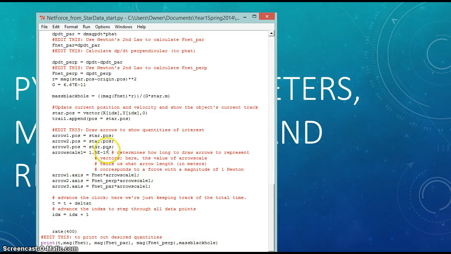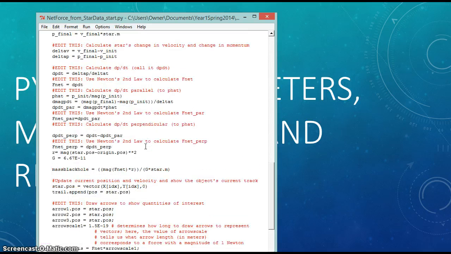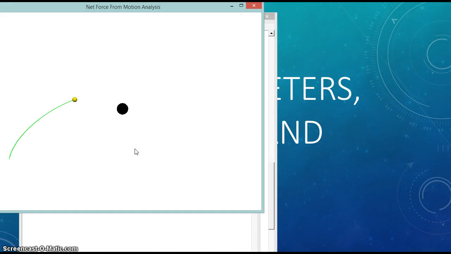The arrow scale was closest and best visualized at 1.5 e to the negative 19. We were able to see that, for the most part, the gravitational force was pointing towards the black hole for all of the orbit.